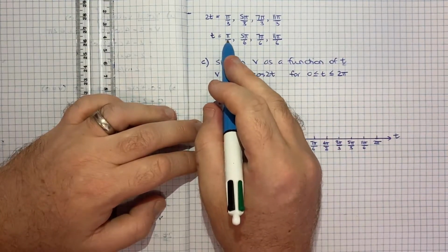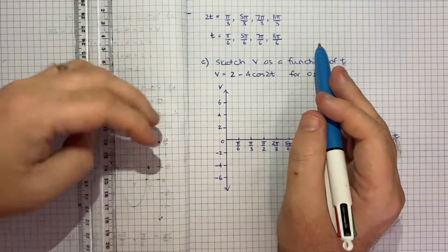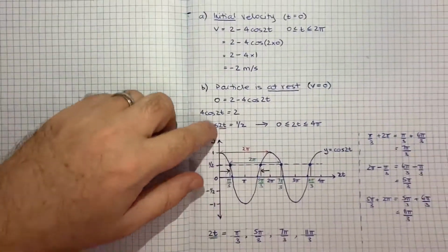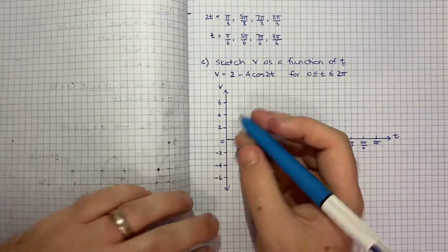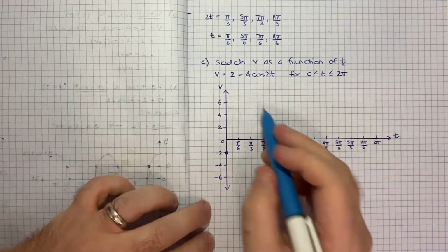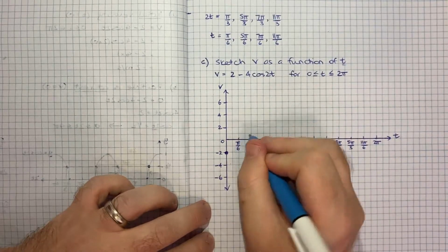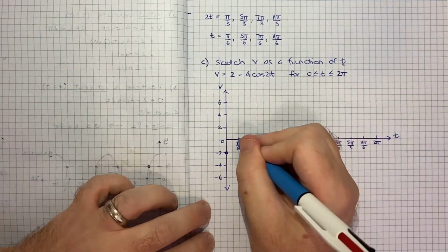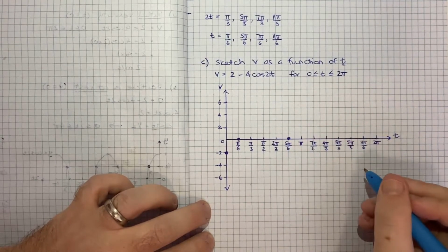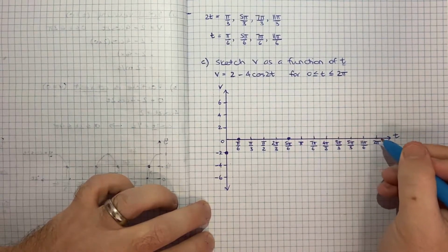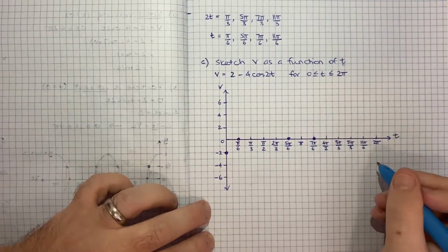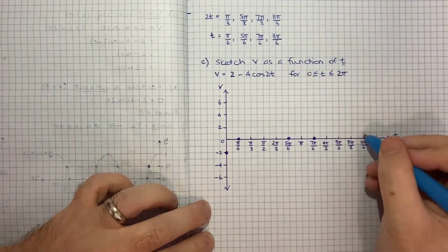And the first thing we can do is plot this vertical intercept, which we found in part A to be minus 2. So we know the curve is starting here at minus 2. We also have our intercepts of the horizontal axis, so at pi on 6, 5 pi on 6, 7 pi on 6, and then 11 pi on 6.